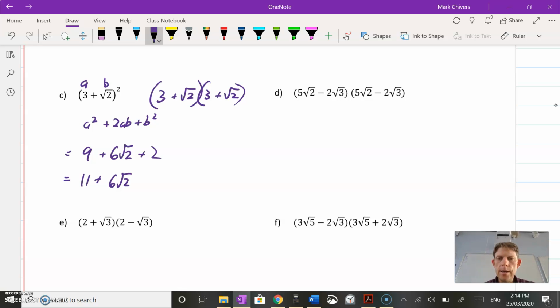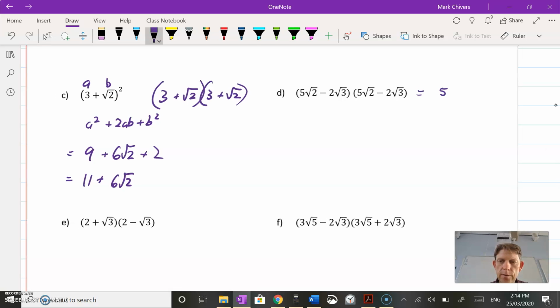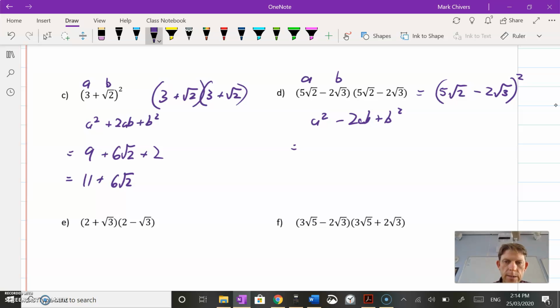The next one is a perfect square again, but it's just not written as such. But really what's going on here is that's 5 root 2 minus 2 root 3 all squared. So that's going to follow that pattern of a squared minus 2ab plus b squared. If you're not comfortable with this, you can use the claw here and it'll work out just the same. So that's my a, that's my b. So 5 root 2 squared, well, root 2 squared is going to just be 2. 5 squared is 25, so 2 lots of 25 is just going to be 50.